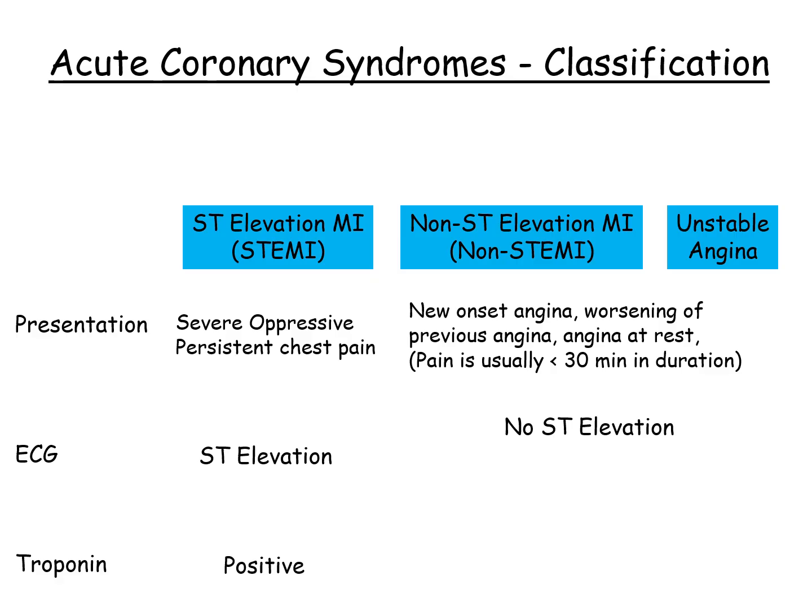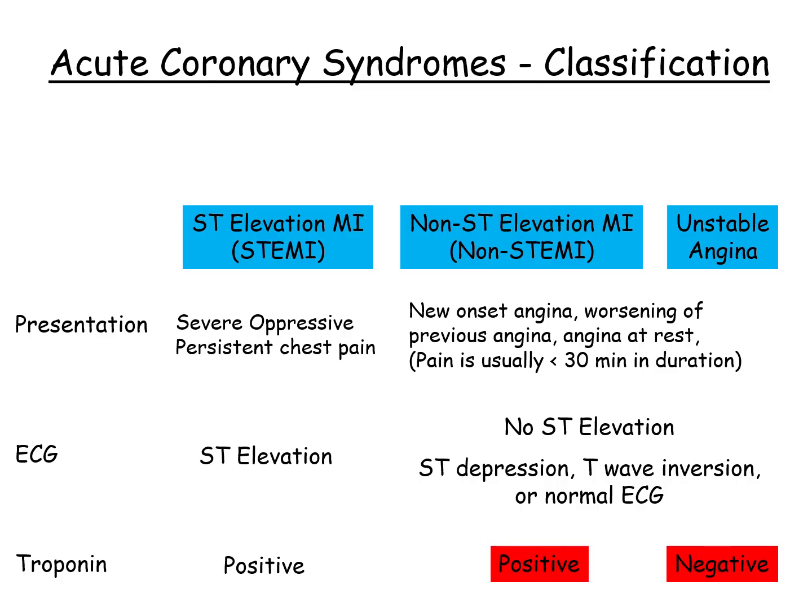But they can have any other findings on the ECG. They can have ST segment depression, T-wave inversions, or even a normal EKG. Now, how do we distinguish between the two? We distinguish them based on the troponin. If the troponin is positive, then this becomes a non-ST elevation myocardial infarction. If the troponin is negative, then this is unstable angina.